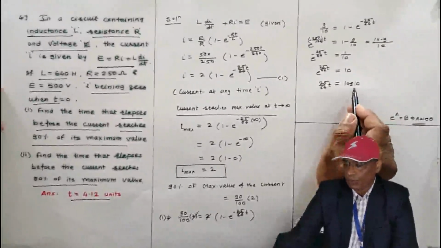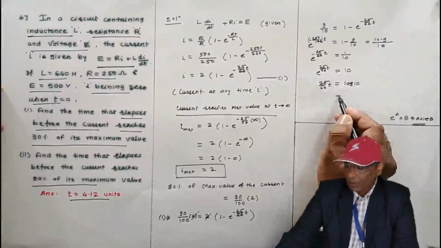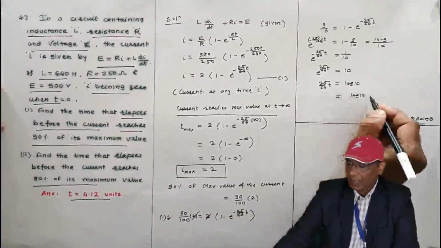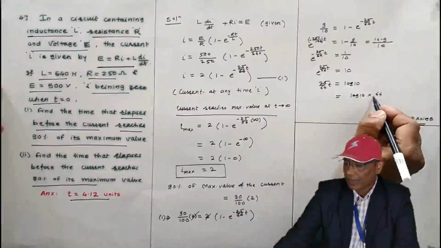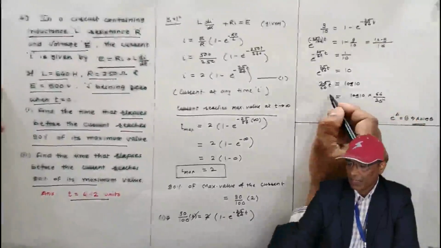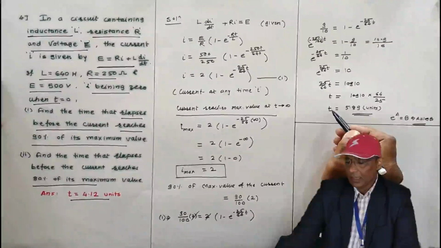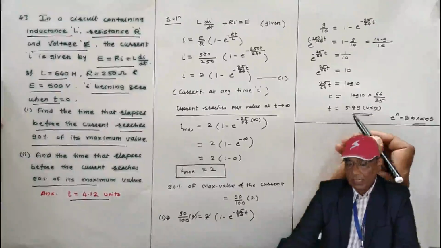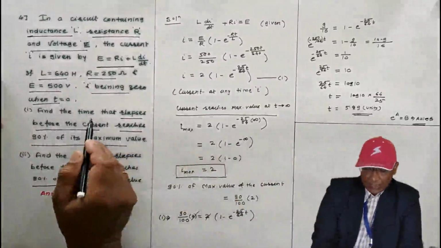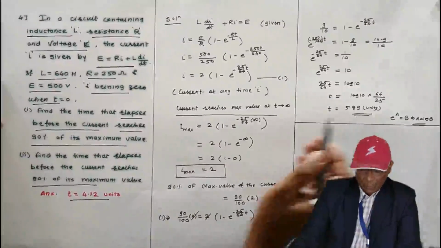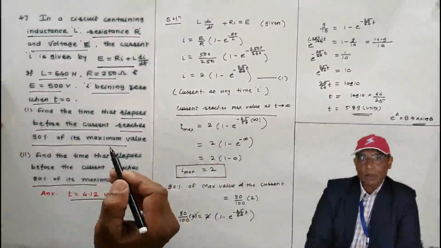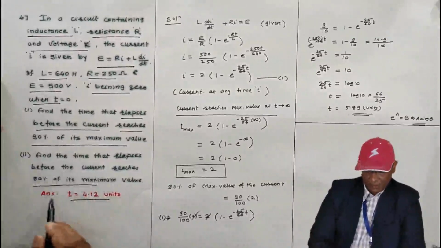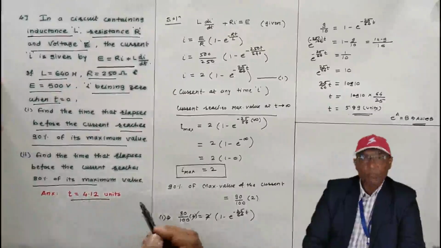This is the natural log, no? The base of log is e, remember. Now this log 10 multiplied by 64 divided by 25 is the time t. Using a calculator, you can get the value of this, 5.89 units. What is this t? It is the elapsed time before the current reaches 90% of its maximum. This is for you. The answer I have also given. So we stop here. Thank you.